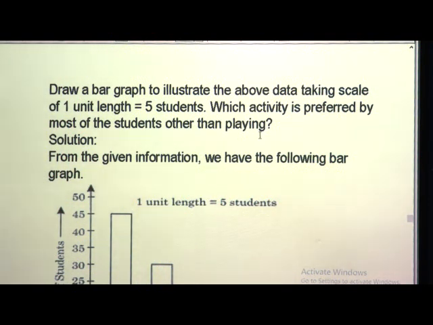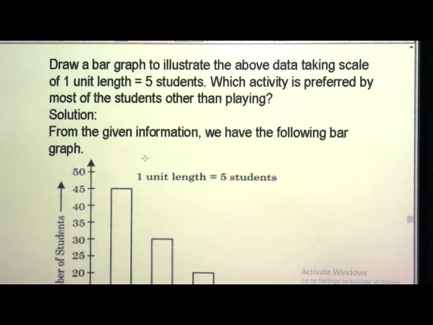Okay. So, students, we need to prepare a bar graph wherein 1 unit length stands for 5 students. Which activity is preferred by most of the students? First of all, we need to draw the bar graph and then we need to find the answer to this question.